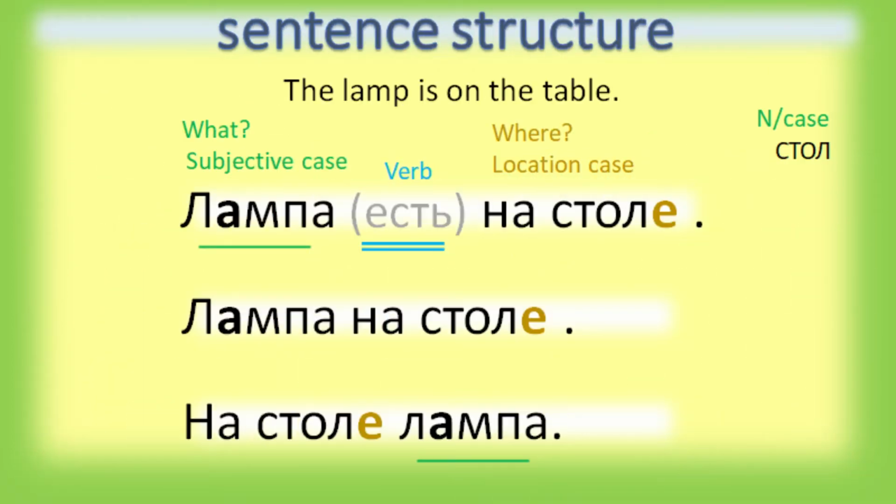Now notice the sentence structure. The lamp is on the table. Лампа на столе. Лампа is the subject. Notice in Russian the verb to be, есть, in the present tense is omitted. На столе is a noun in the prepositional case. Лампа на столе. На столе лампа.